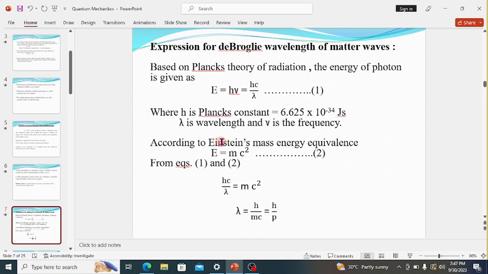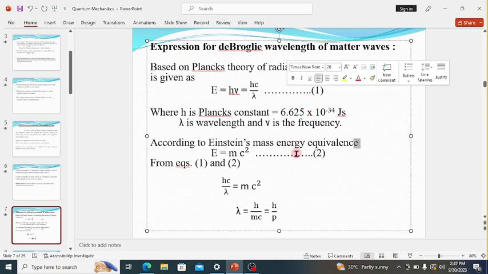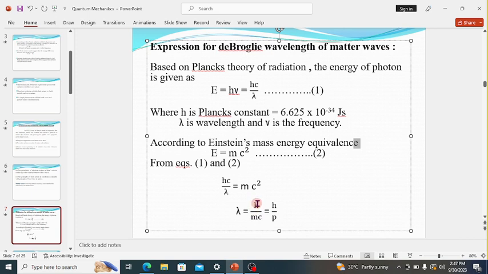Next, according to Einstein's mass energy equivalence, E is equal to mc square. So this is also energy, and I can equate these two equations. If I equate them, I will get hc by lambda is equal to mc square. From this, lambda is equal to h by mc, which is equal to h by p.